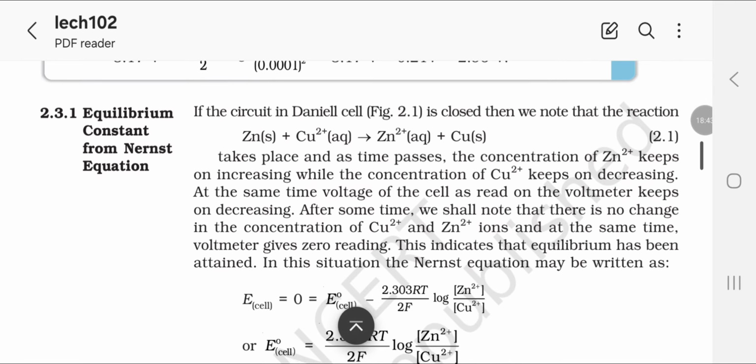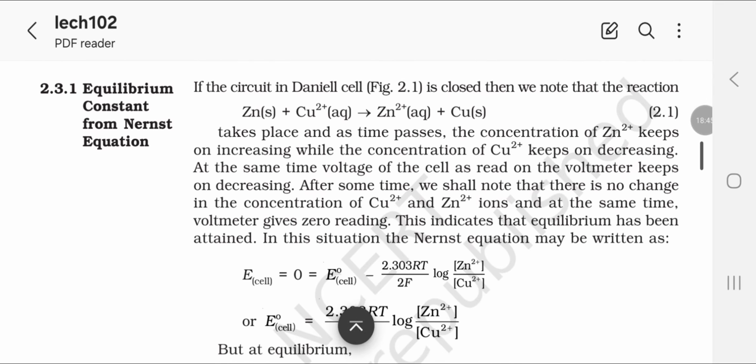2.3.1 Equilibrium constant from Nernst equation. If the circuit in the Daniell cell is closed, the reaction Zn plus Cu2+ gives out Zn2+ plus Cu takes place. As time passes, the concentration of Zn2+ keeps on increasing while the concentration of Cu2+ keeps on decreasing. At the same time, the voltage of the cell as read on the voltmeter keeps on decreasing.